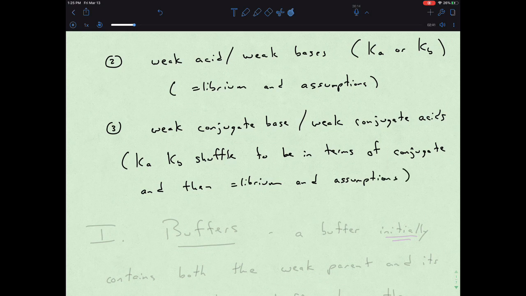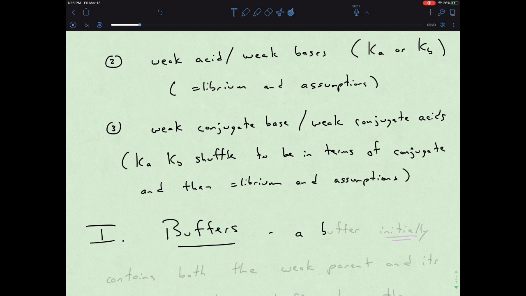So that's what we did in chapter 16 as far as identifying all these different types of acids and bases, and then determining how we can figure out pH and solve these pH type questions, either based on complete dissociation or equilibrium and assumptions. Now getting into chapter 17, the first topic is buffers. And buffers is really just a combination of points 2 and 3 that we just discussed.